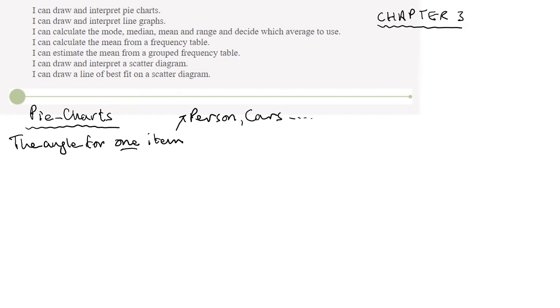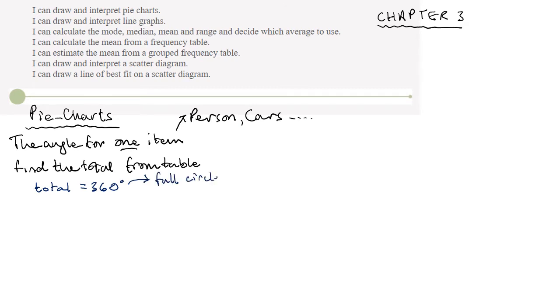One question where you get a table, and if you've got a table you need to find the total from the table. Sometimes the question gives you what the total is, and then what we need to do is make that total equal to 360, because 360 is a full pie chart. That's a full circle, a full turn. So the complete pie chart has got to equal the total.